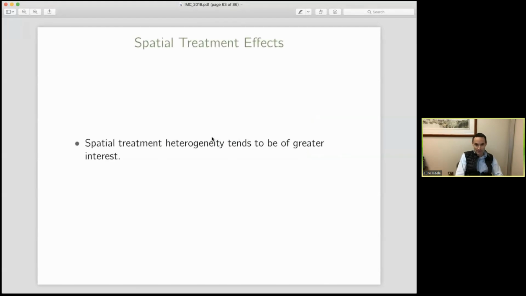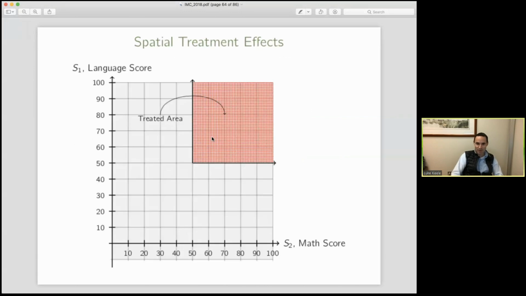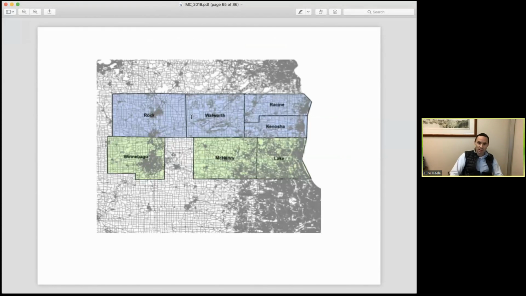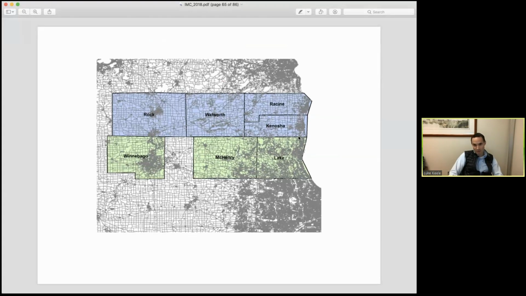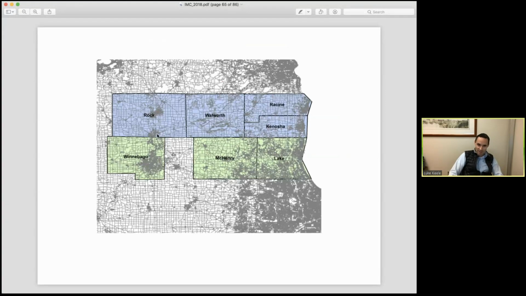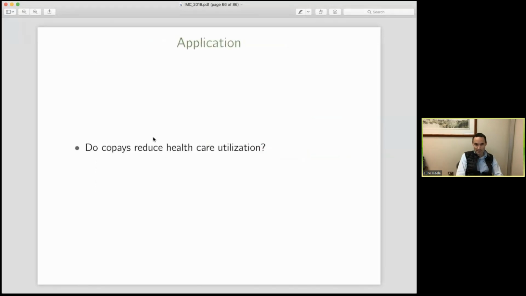The other thing that tends to be the case is that spatial heterogeneity tends to be of greater interest. It's not clear to me whether we care much about whether the treatment effect might be different for these people versus these people. But in this design, I might have reason to think the treatment effect could be quite a bit different here versus over here. This is part of the Chicagoland area. This is a different kind of Midwest city. So I might have reason to think this treatment effect is different in an interesting way than this one.